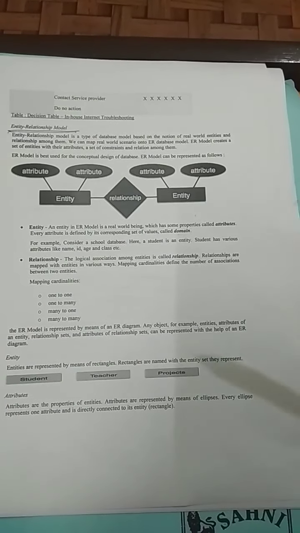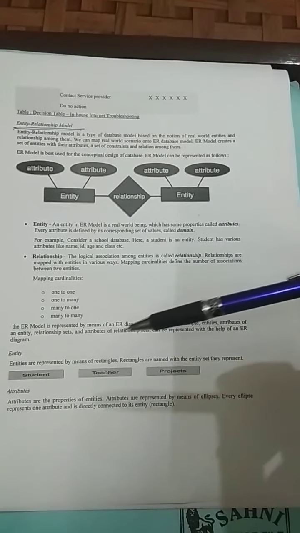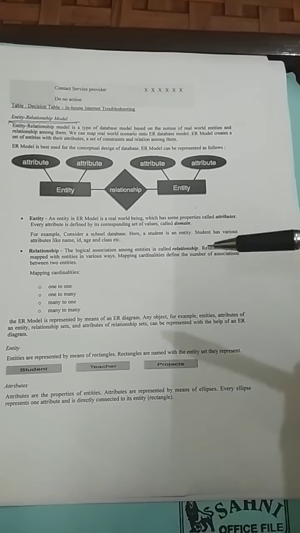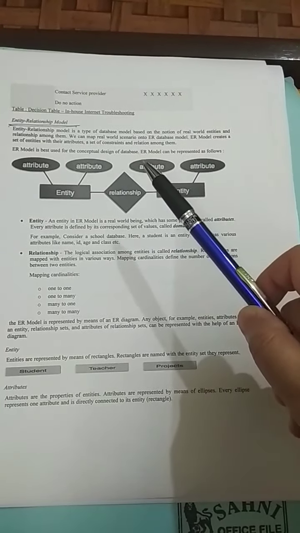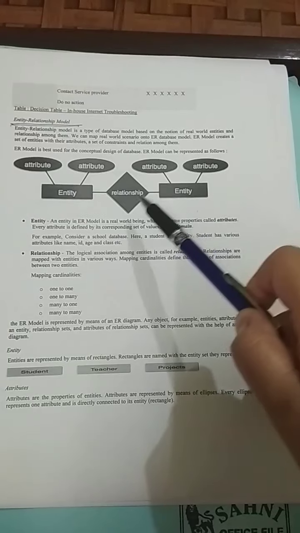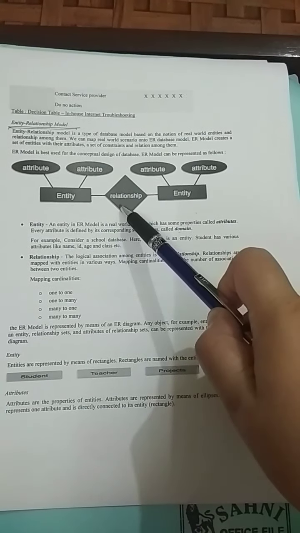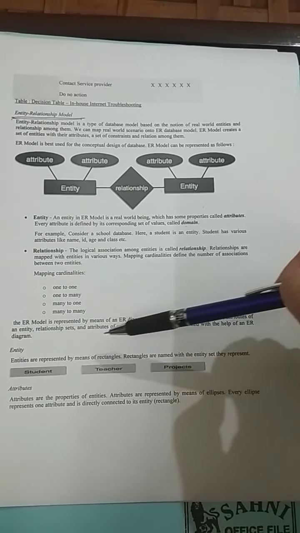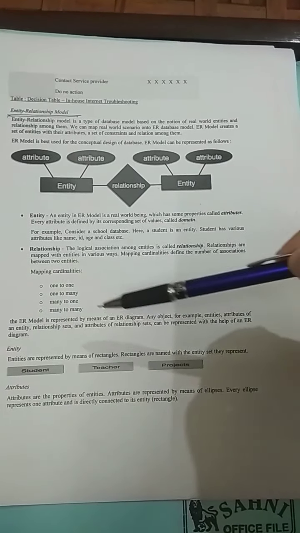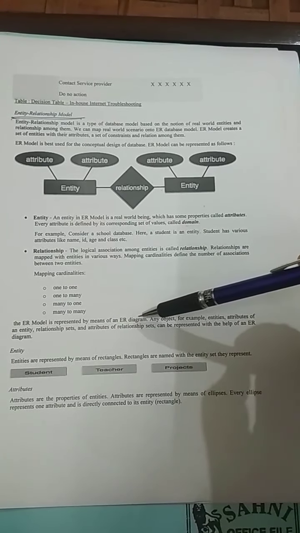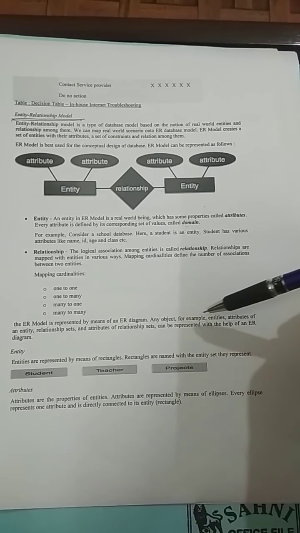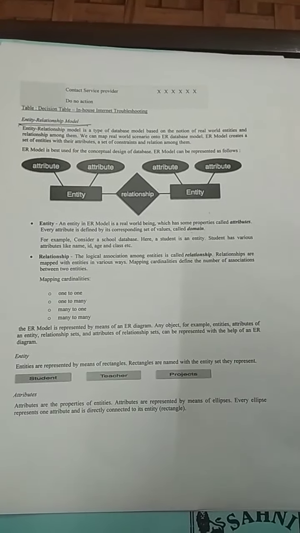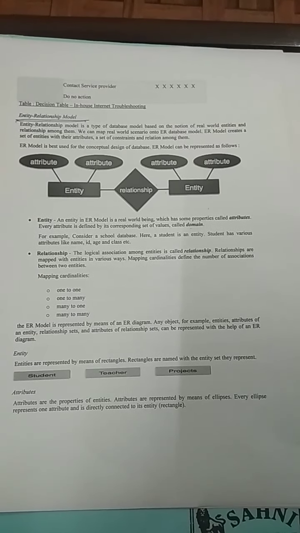So mapping cardinalities are basically one to one, one to many, many to one, and many to many. Cardinalities are, you can say, the number of persons or the number of entities that should exist in the ER diagram with a relationship that is associated between two entities, minimum two entities. Now in the ER model, the ER model is represented by an ER diagram, basically ERD. So objects, for example entities, attributes, and entity relationship sets, and attributes of the relationship sets can be represented with the help of an ER diagram.